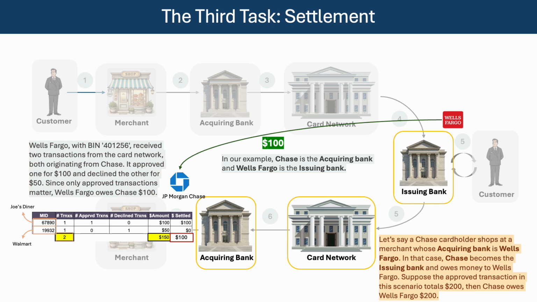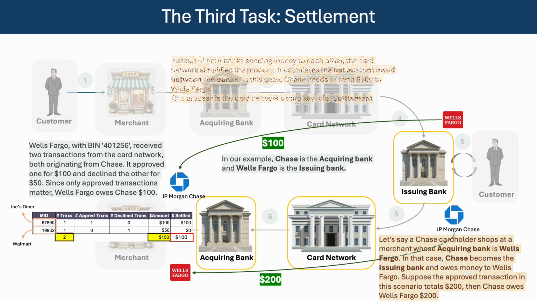Let's say a Chase cardholder shops at a merchant whose acquiring bank is Wells Fargo. In that case, Chase becomes the issuing bank and owes money to Wells Fargo. Suppose the approved transaction in this scenario totals $200, then Chase owes Wells Fargo $200. Instead of both banks sending money to each other, the card network simplifies the process. It calculates the net amount owed between the banks. In this case, Chase needs to send $100 to Wells Fargo. This process is the card network's third key role. Settlement.